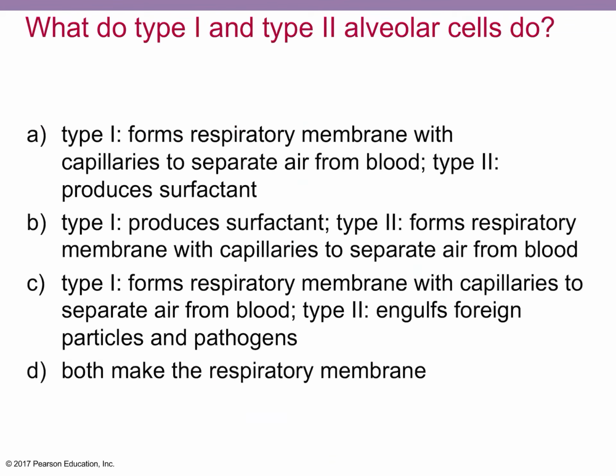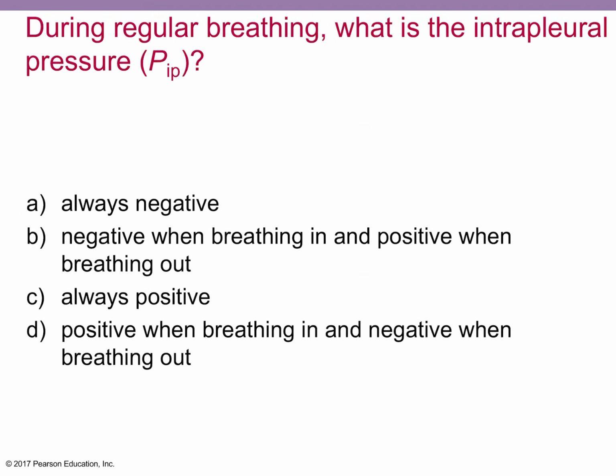What do type 1 and type 2 alveolar cells do? Type 1 is the respiratory membrane with capillaries, and type 2 is going to produce surfactant. So the answer would be number 1, or A.